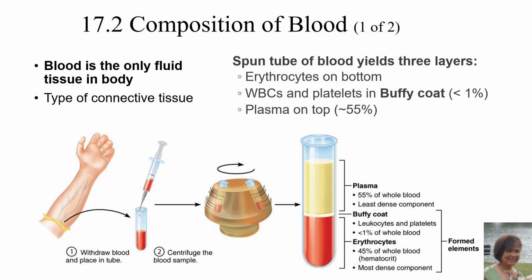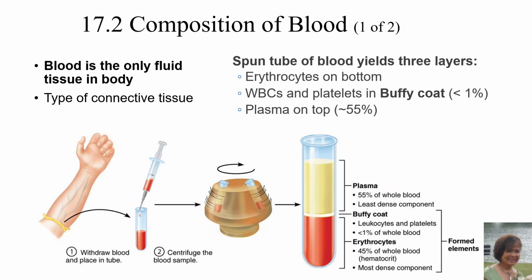The most dense component of the blood stays at the bottom, and that's your erythrocytes. The least dense is the plasma, which is nothing but water and some dissolved proteins. But there is a very fine line right there, which we call the buffy coat. That buffy coat is also filled with formed elements that are less dense than the red blood cells. All of this is suspended in the plasma.